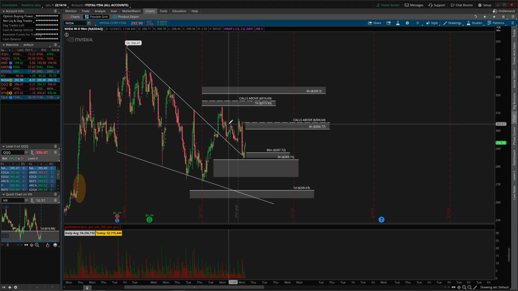So that's an important thing to note, guys. Turn off your extended hours whenever you are trying to chart out these supply and demand zones, okay?